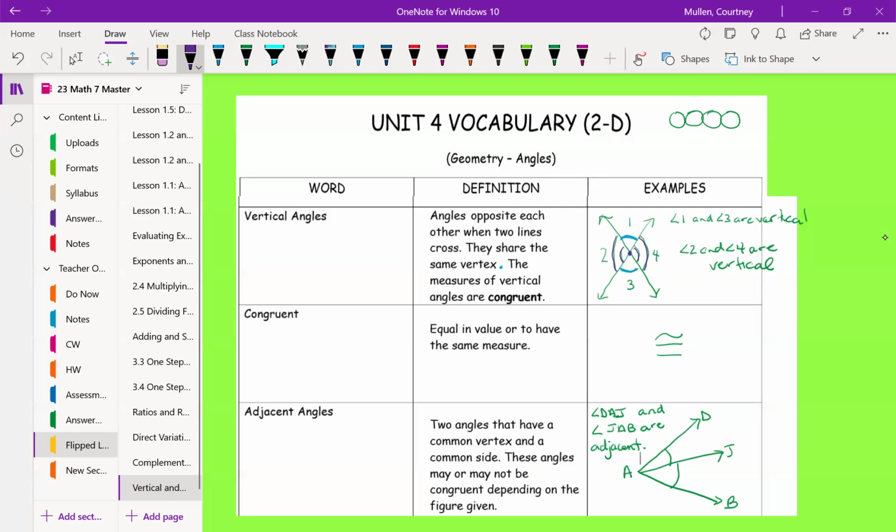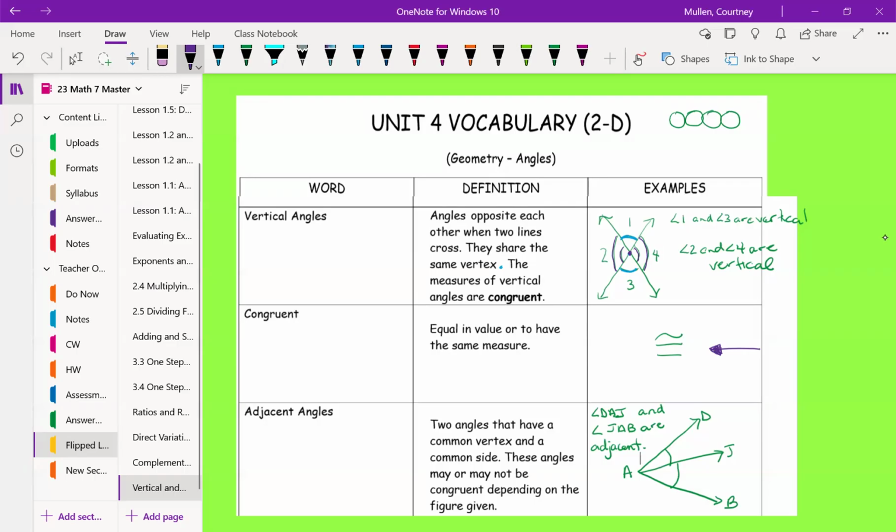The markings also tell you that those angle measures are congruent. And what congruent means is equal in value or to have the same measure. This is the symbol that reads congruent. So if you see that symbol, the equal sign with the squiggly line on top, that means congruent or equal in measure. The other type of angles we're going to talk about today are adjacent angles.